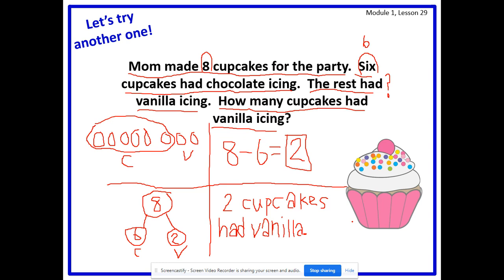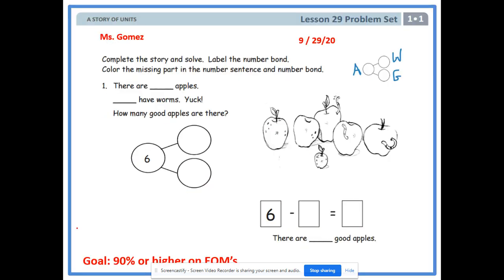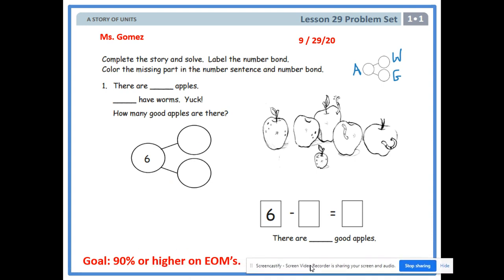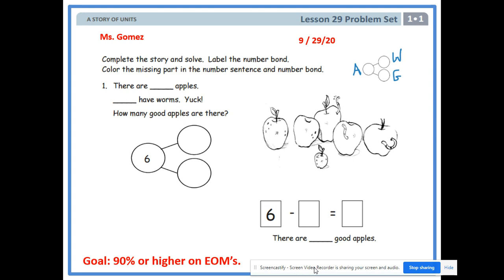Awesome. So now we're going to go on to our problem set, and we will practice one problem in our problem set. The rest we will do during the live session. Go ahead and turn to lesson 29 problem set in your Learn Math book. Turn to lesson 29 in your Learn Math book. Go ahead and press pause on the video and press play when you're ready to continue.